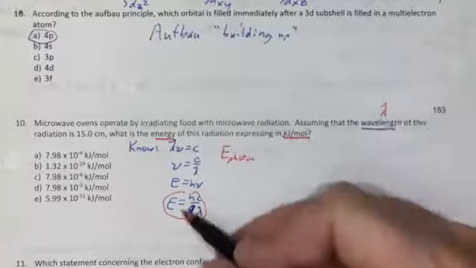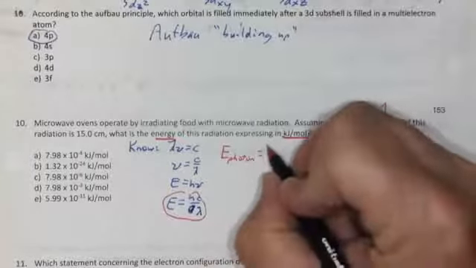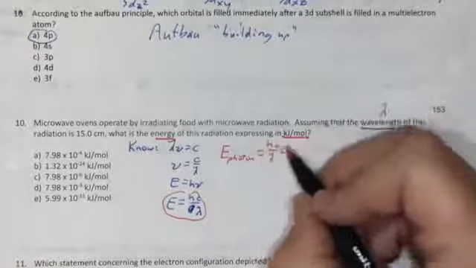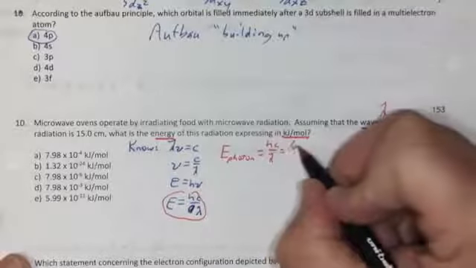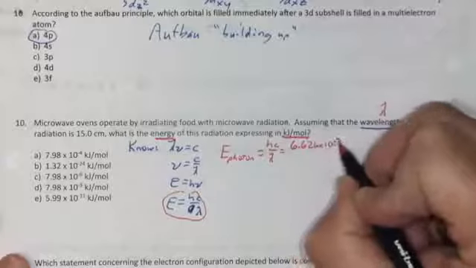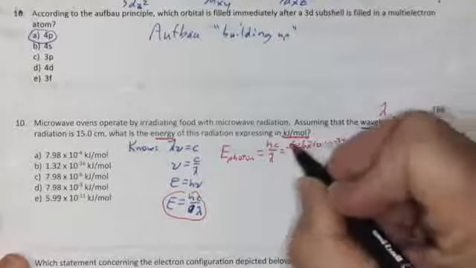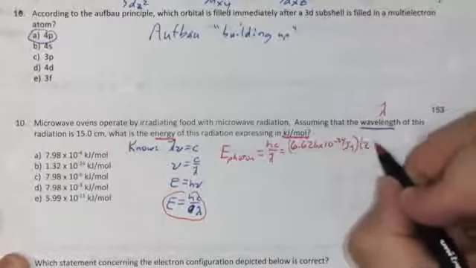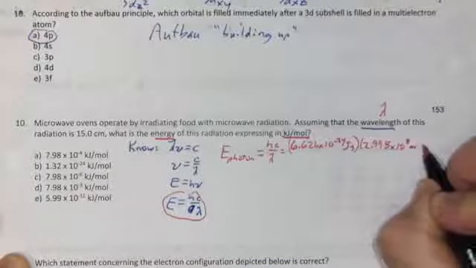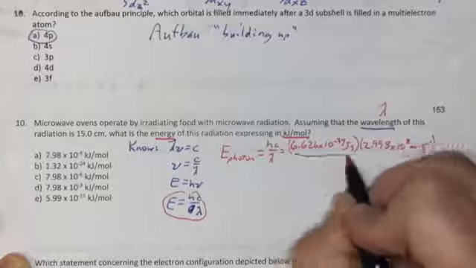This is not a mole of photons. This is one photon. It's equal to hc over lambda. So h and c will be given on the exam. H is Planck's constant, 6.626 times 10 to the negative 34 joule seconds. C is the speed of light in a vacuum, 2.998 times 10 to the 8th meters per second. And lambda is the wavelength.